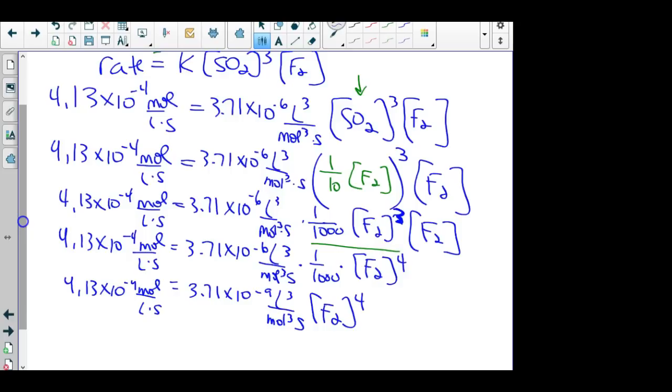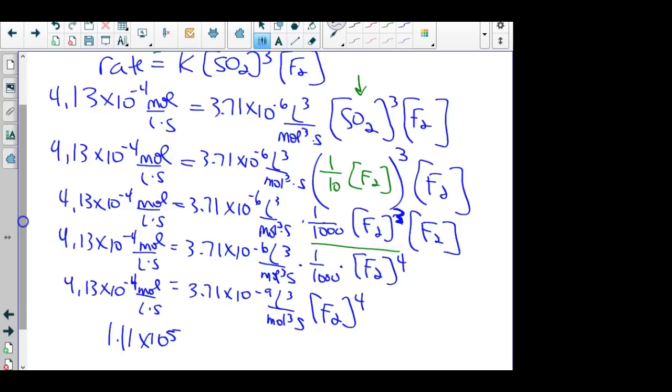So to get F2 by itself, I'm going to divide both sides by 3.71. So 4.13, and that looks a little sloppy. Let me fix that. That's a 4. 4.13 to the negative 4th, divided by 3.71 to the negative 9th, is going to be 1.11 times 10 to the 5th.